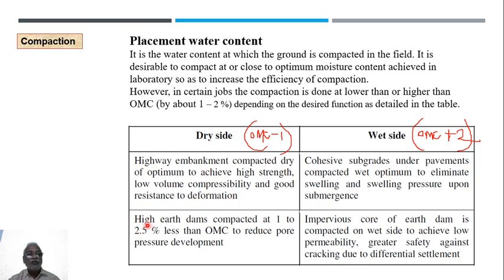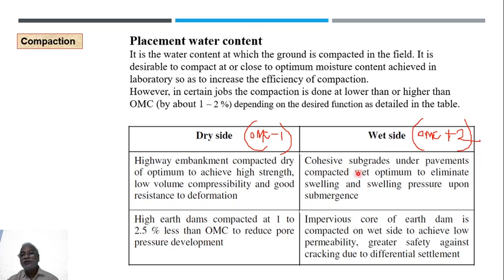Okay. One more thing is high earth dams. Earthen dams, if you are constructing for a very high height, are compacted at 1 or 2.5% less than OMC to reduce the pore water pressure development, because when the dam is holding water, it gets saturated, right? So better you keep the water content a bit less so that the pore water pressure is slightly less.